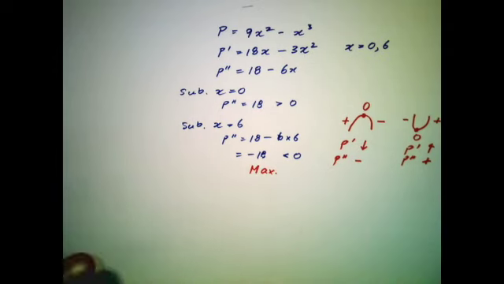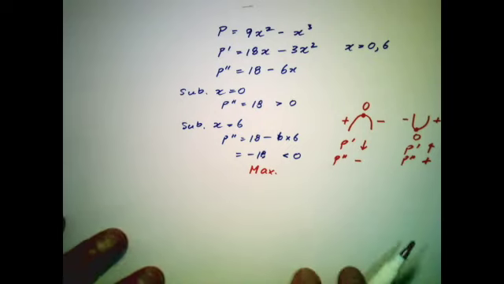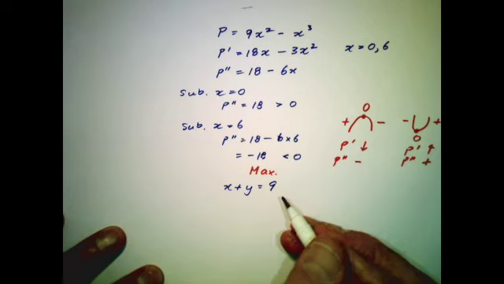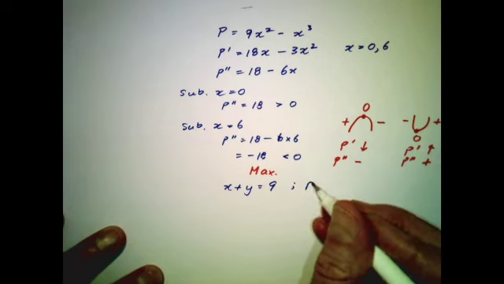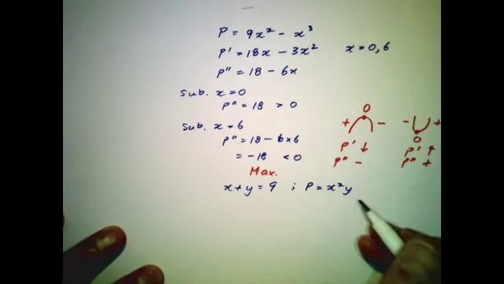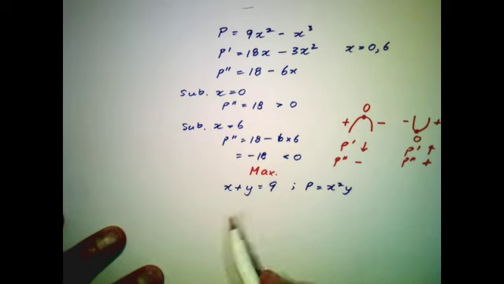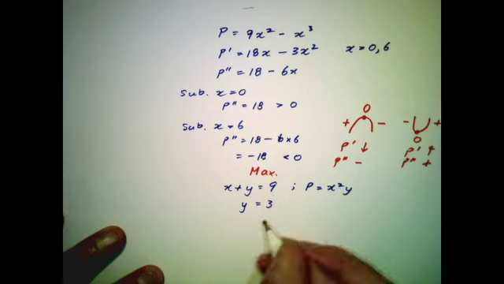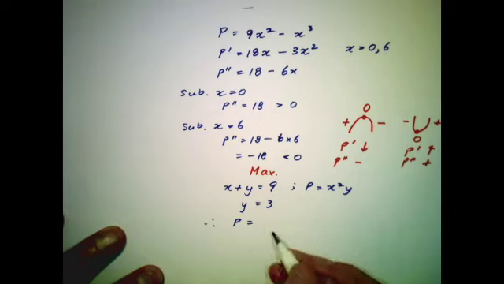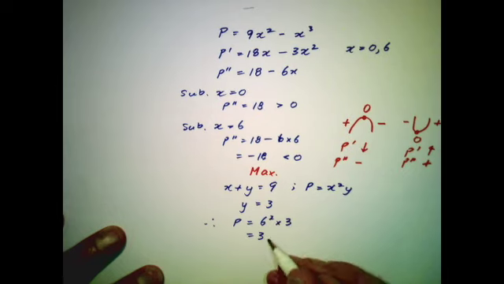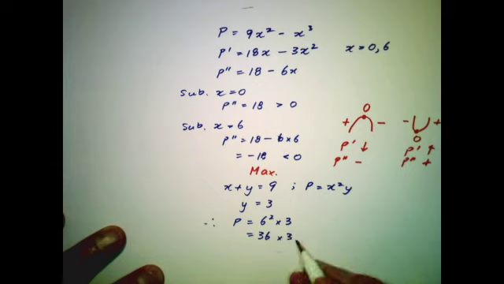So let's go back to our original equation. We saw that x plus y was equal to 9. And we also saw that we wanted the product of x squared y. Now if x is equal to 6, we know that y must be equal to 3. And therefore our product equation is 6 squared multiplied by 3, which is 36 multiplied by 3, which gives 108.